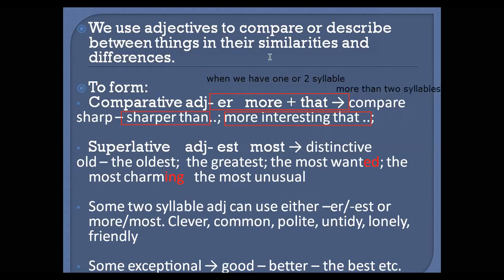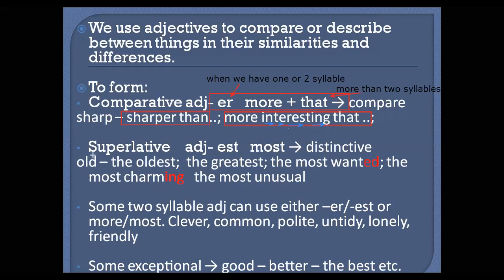Okay. So here, let me make an arrow here. This is one or two syllables, and this one is more than two syllables. Sharper. Interesting. How many syllables does it have? In-ter-est-ing. It has four syllables. That's why we are going to use more.